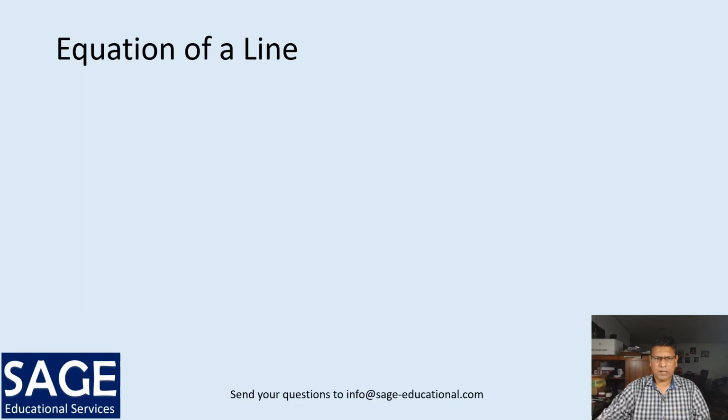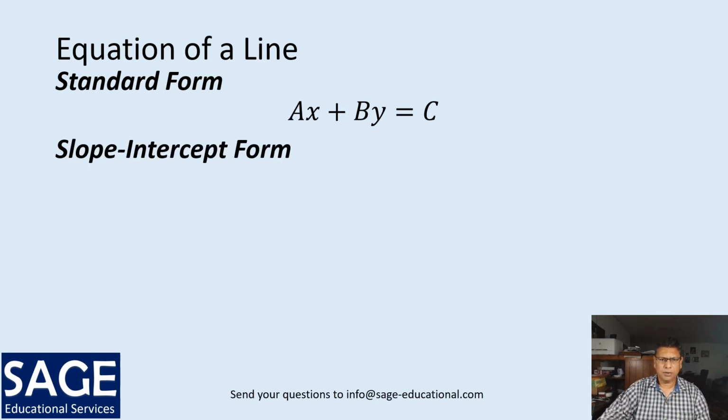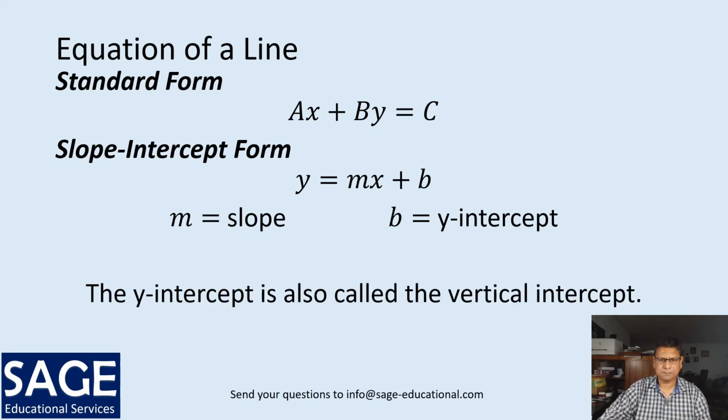The equation of a line can be in two forms. The first form is the standard form, ax plus by is equal to c, and another useful form is the slope-intercept form, y is equal to mx plus b, and in this equation m stands for the slope and b stands for the y-intercept. The y-intercept is sometimes also called the vertical intercept.